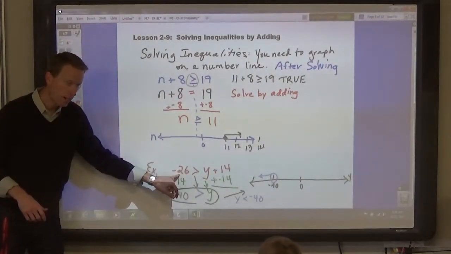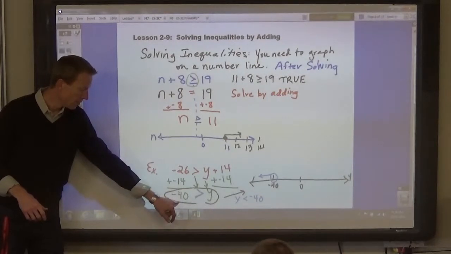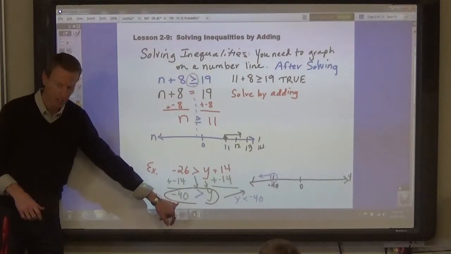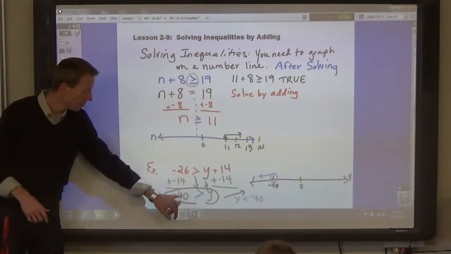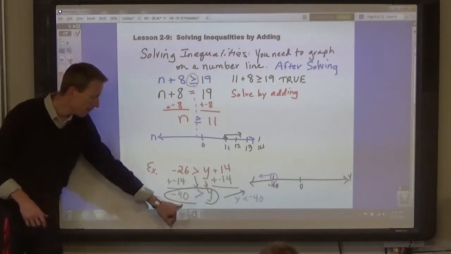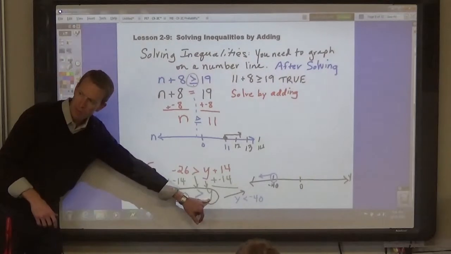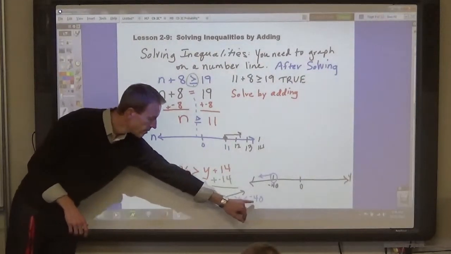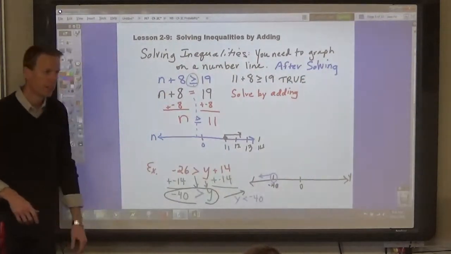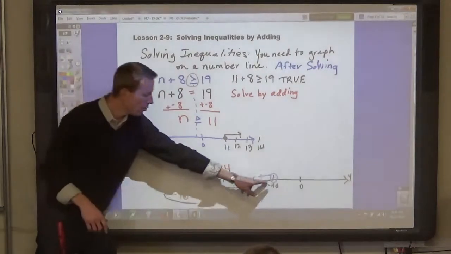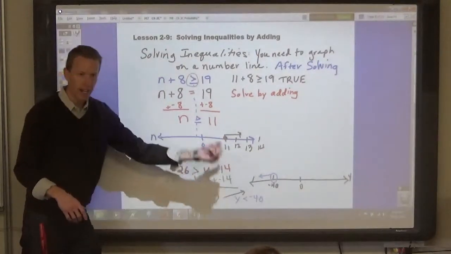So that negative 26 plus negative 14 gives you negative 40. And so negative 40 is greater than y, which means that y is less than negative 40. So when we graph it, you're going to use an open dot and an arrow to the left.